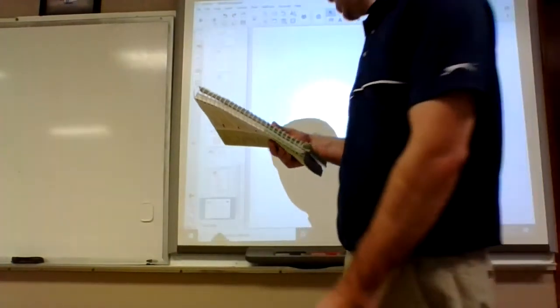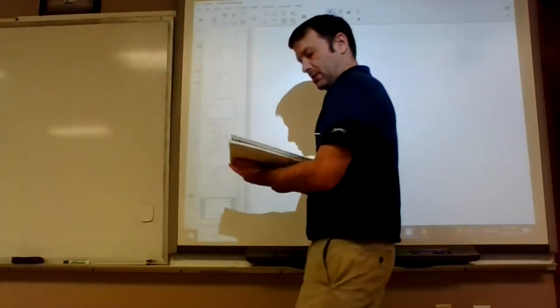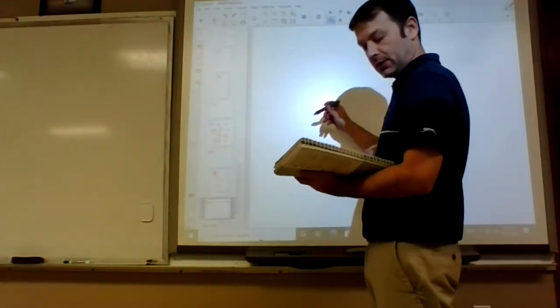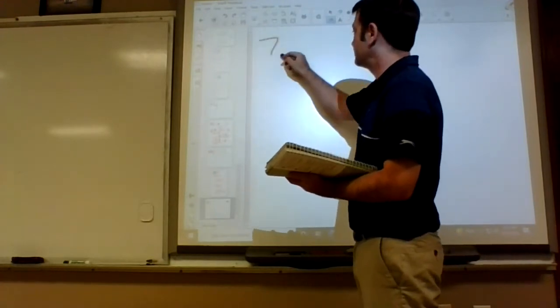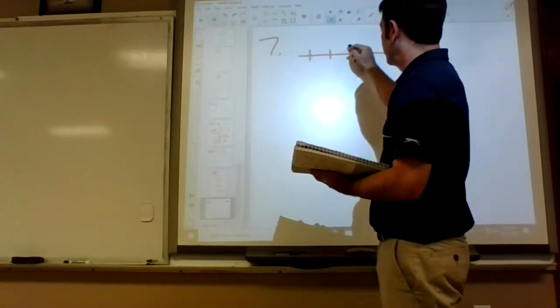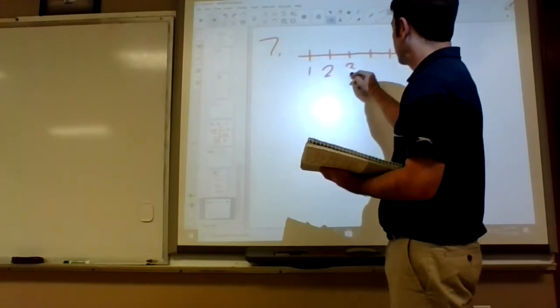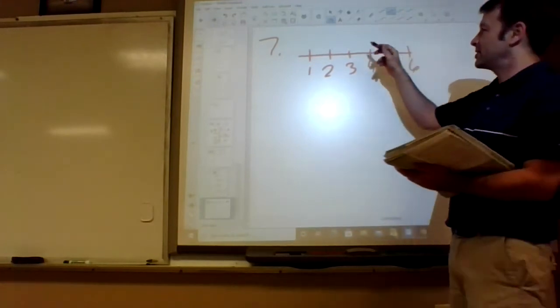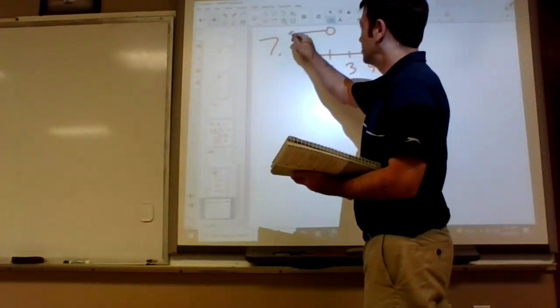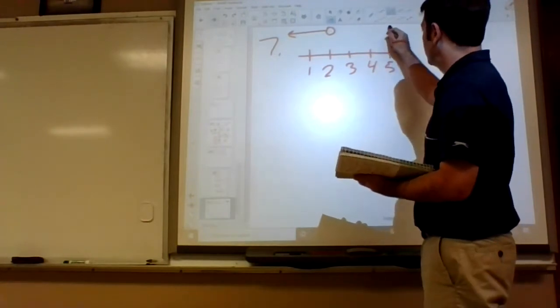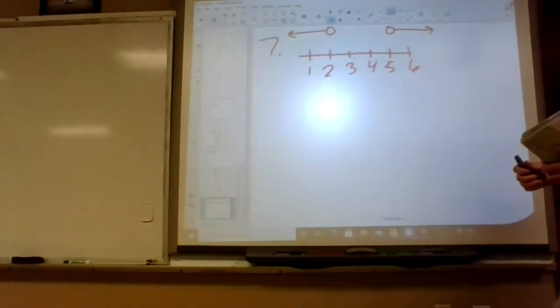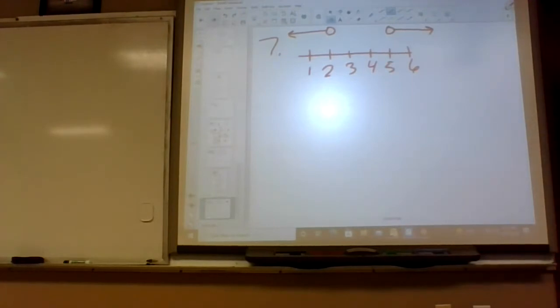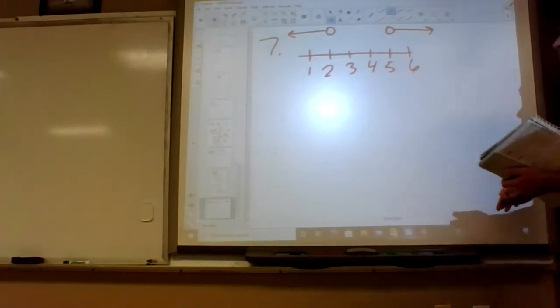Okay, number 7. So I'm going to start with the floating lines. It's got 2 and 5 on number 7. So I'll just do 1, 2, 3, 4, 5, 6. X is less than 2, or X is greater than 5. So what numbers are less than 2 or greater than 5? This was kind of like our first example. You guys remember it?